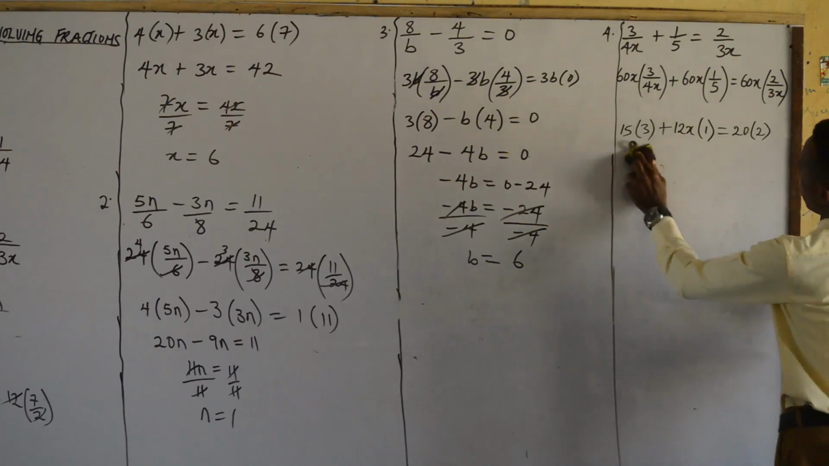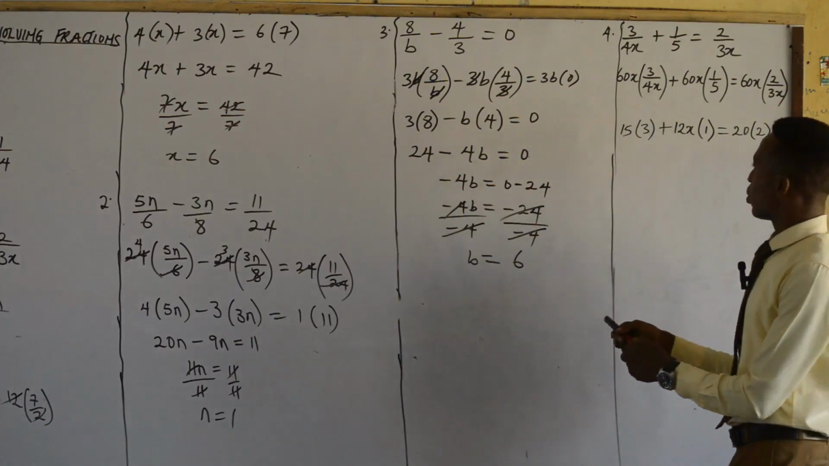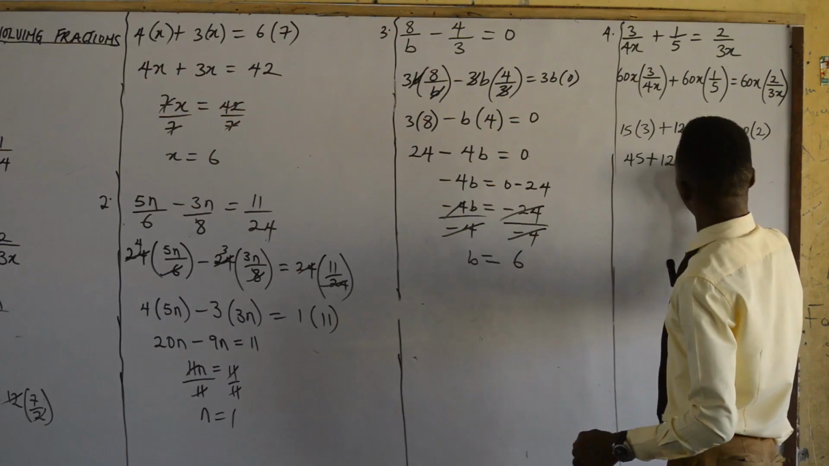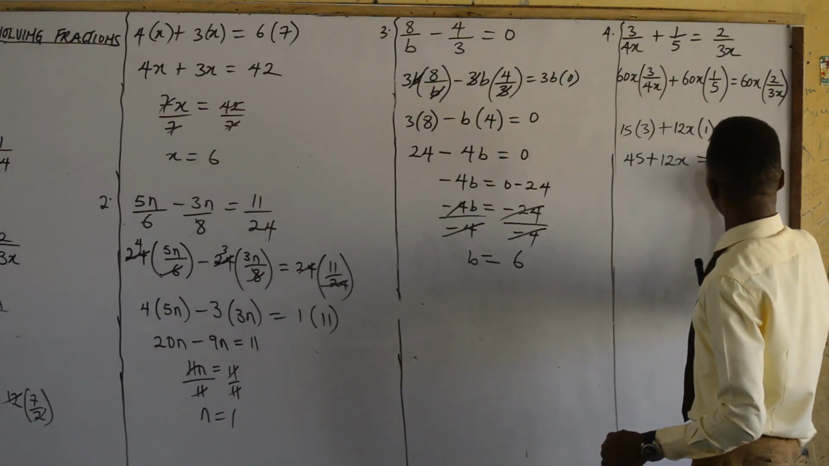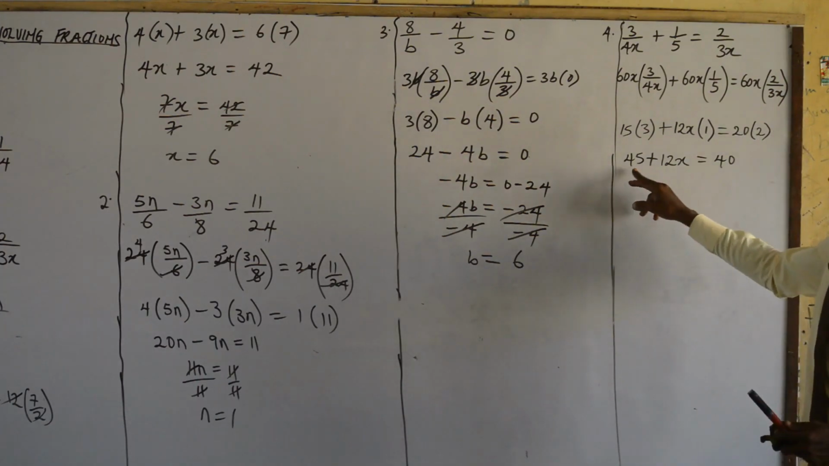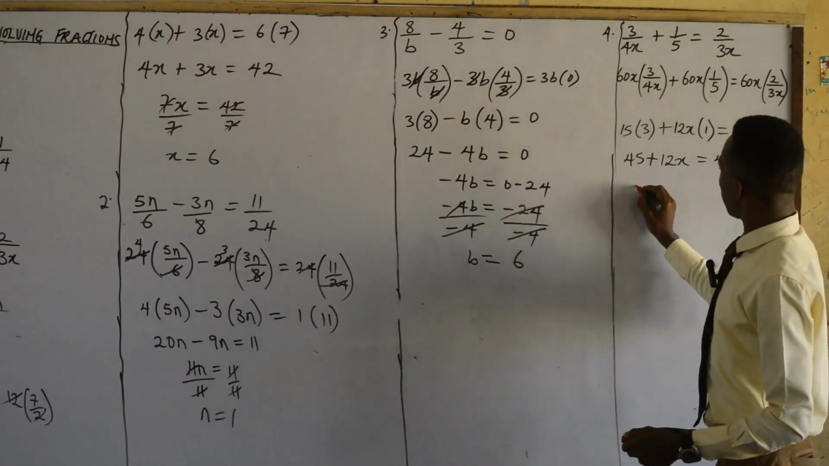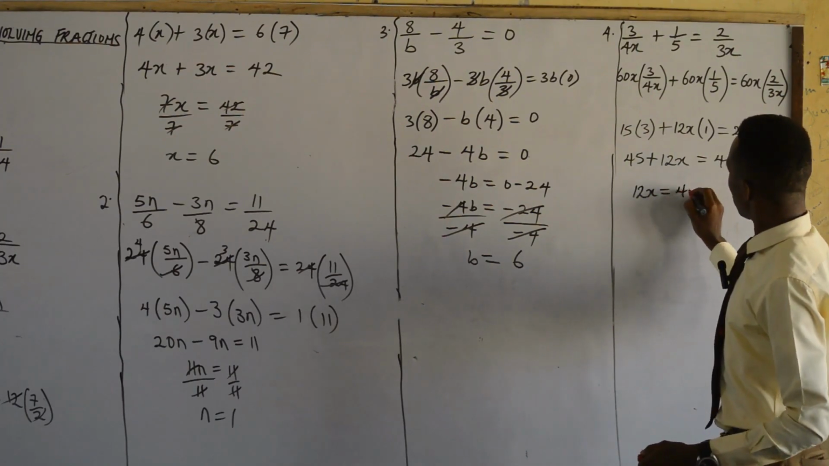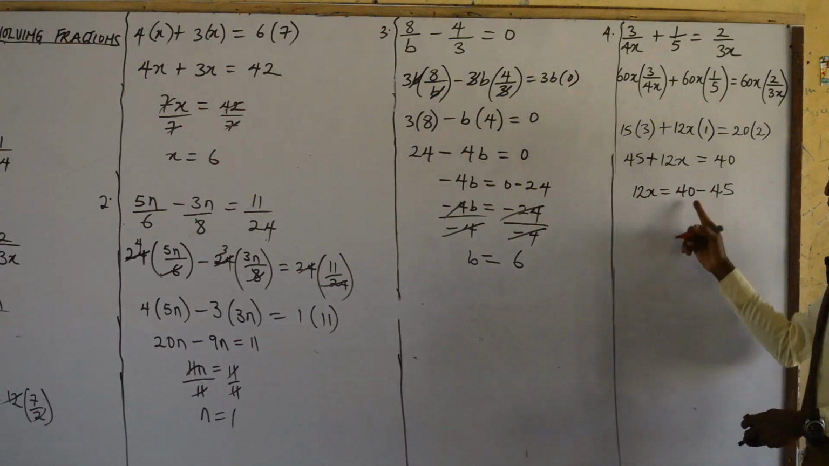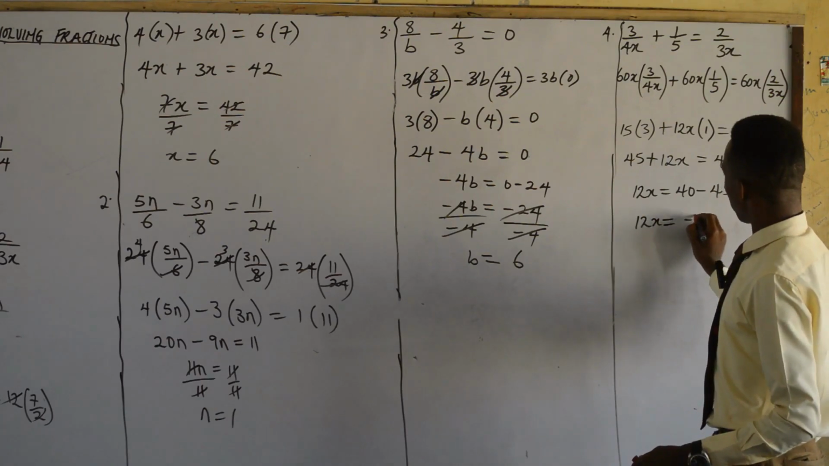Now, after doing that, what we need to do is open the bracket. When you open the bracket, 15 times 3 gives you 45. Then 12x times 1 gives you 12x, equals 20 times 2, which is 40. Now, when you are collecting the like terms here, the number crosses the equals to the other side, and that becomes minus. So we have 12x equals 40 minus 45. From our directed numbers class, 40 minus 45 will give us minus 5. So we have 12x equals minus 5.